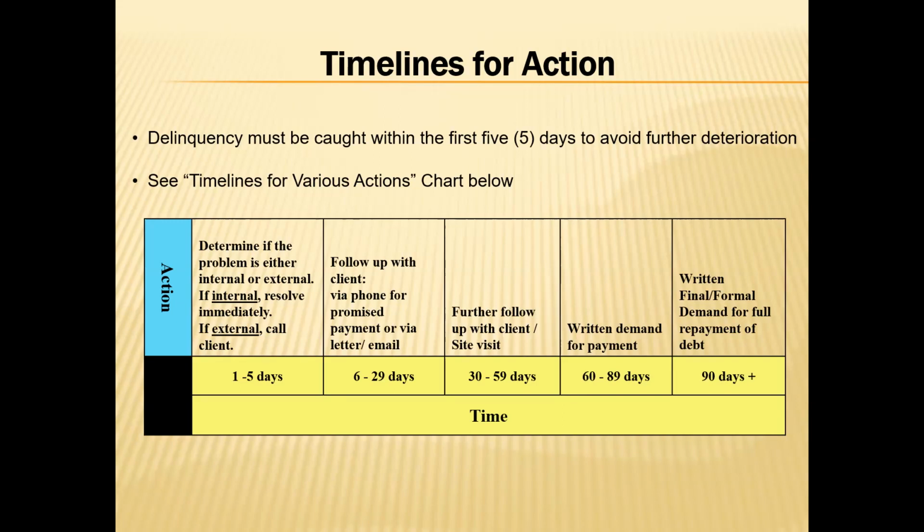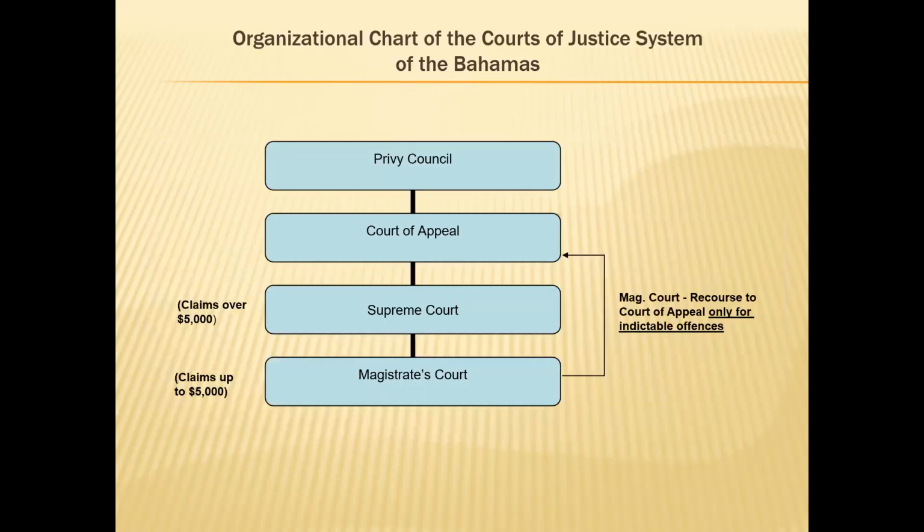So talking about the courts, let's look at the makeup of the court. The top court covering the jurisdiction of the Bahamas is the Privy Council, which is located in the UK. The Privy Council is the highest court that you can appeal to, but again, it is located in the United Kingdom. The highest court here in the Bahamas is the Court of Appeal.